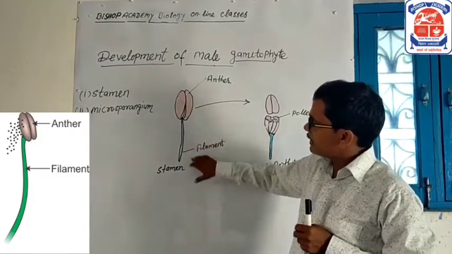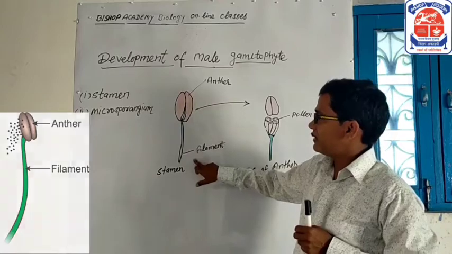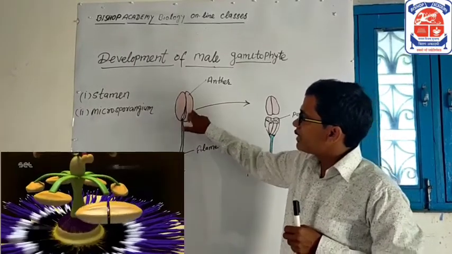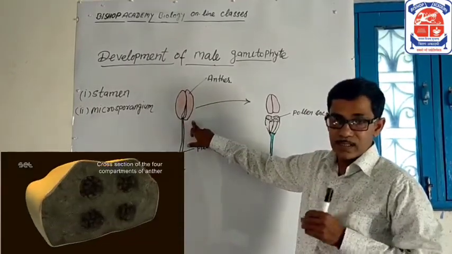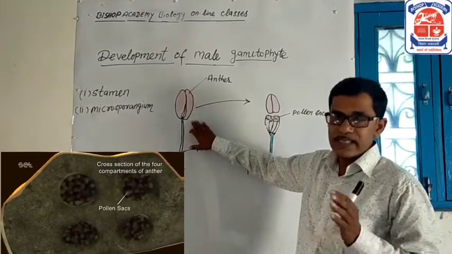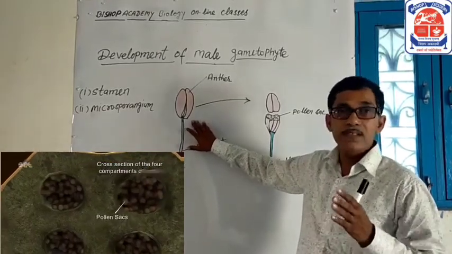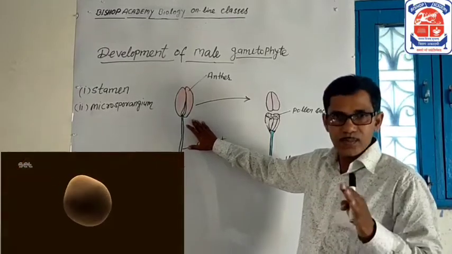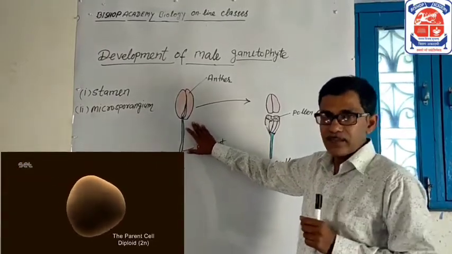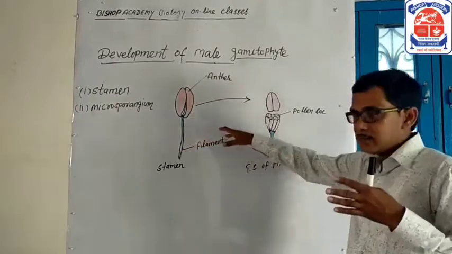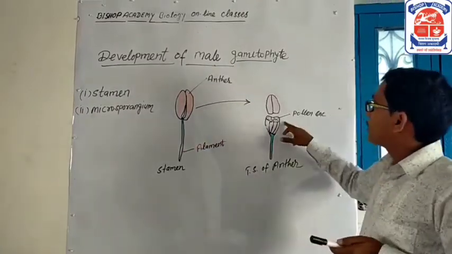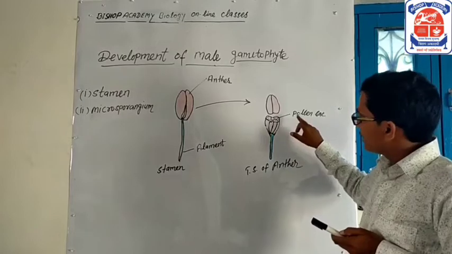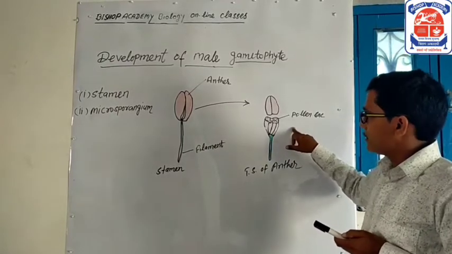The anther is attached through the filament and the anther is a bilobed structure. Due to the bilobed structure, it has four theca. Theca means sac. When we cut the anther in transverse section, we can see its sacs, and the sacs are called microsporangia. It is also called the pollen sac.